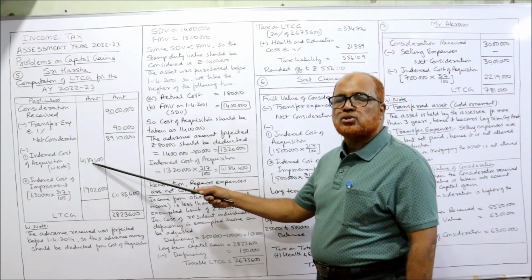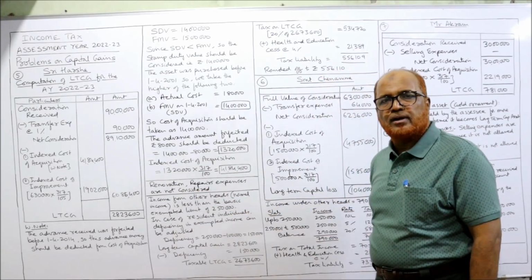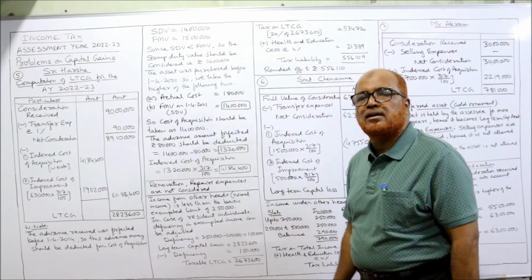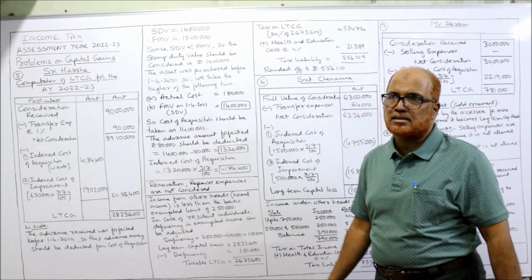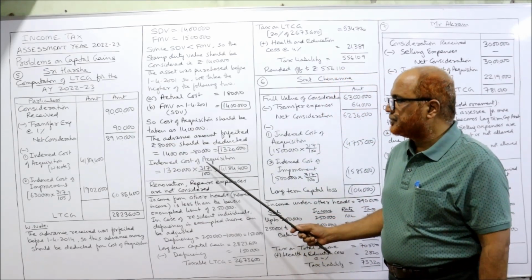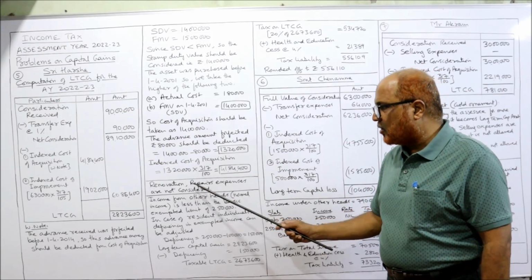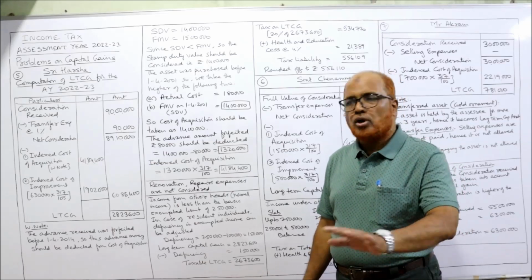Add up both indexed cost of acquisition, indexed cost of improvement, 60,86,400 total. Deduct. We'll get 28,33,600. This is the long-term capital gain. That's it. Now, indexed cost of acquisition: renovation, repairs, expenses are not considered. Just now I told you these are revenue expenditure. It should not be considered.